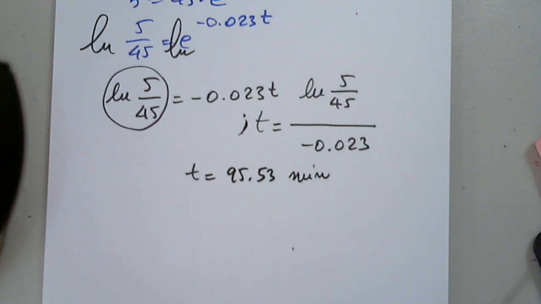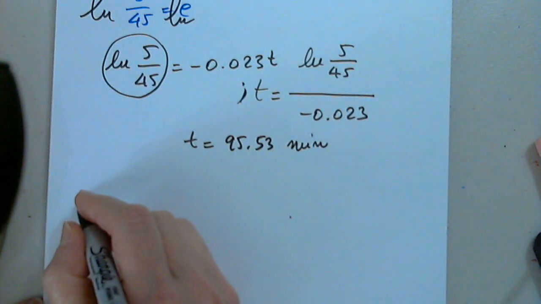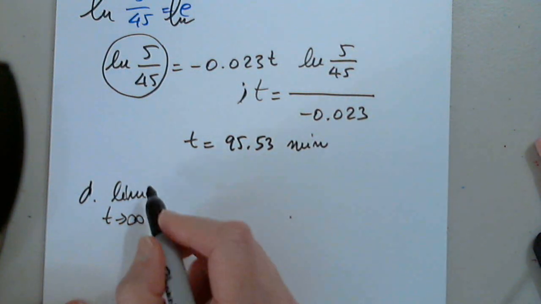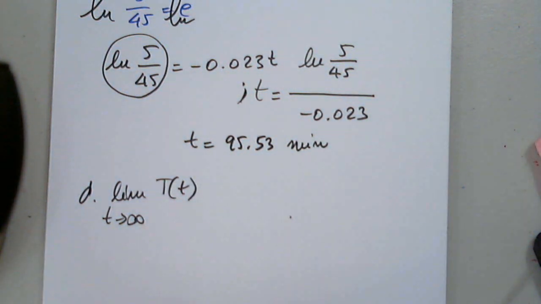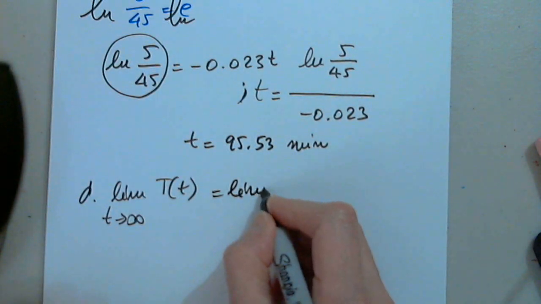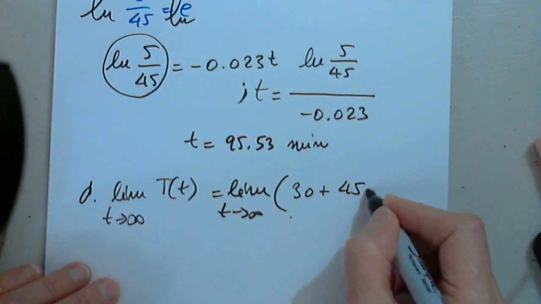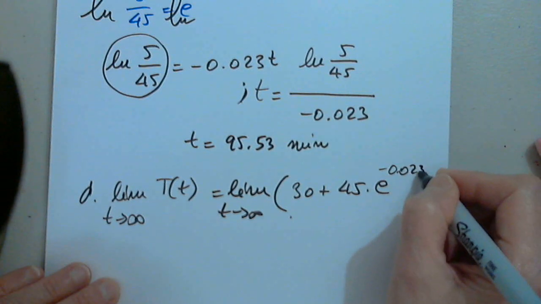Good. I think there was something else. I think there was part D. Yes. So this is the last part. Part D, find the limit as t approaches infinity of T of t. Okay, perfect. So I'm going to write limit as t approaches infinity, and I'm going to write the function, which is 30 plus 45 times e to negative 0.023t.